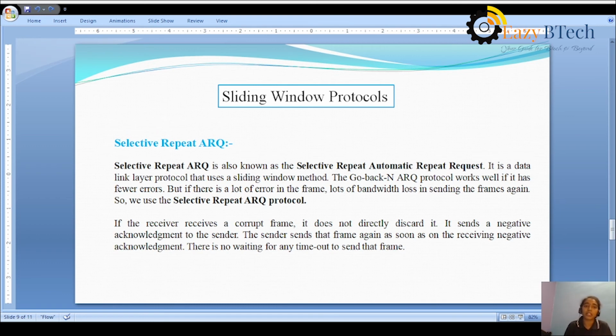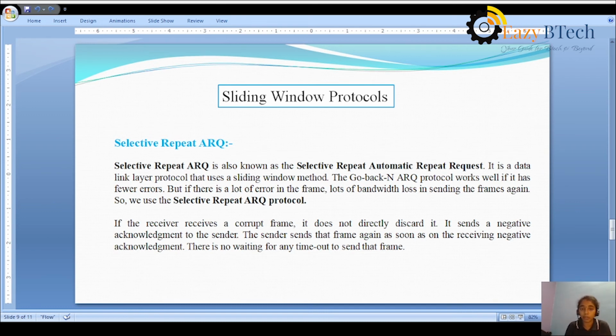Selective repeat ARQ, automatic repeat request. It is one of the data link protocols that uses the sliding window method. This is one type of method. In this, the receiver receives the corrupt frame.